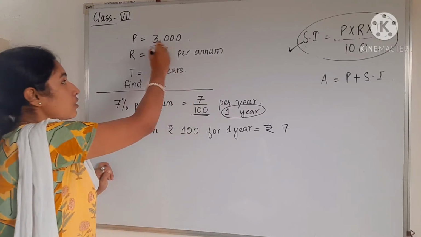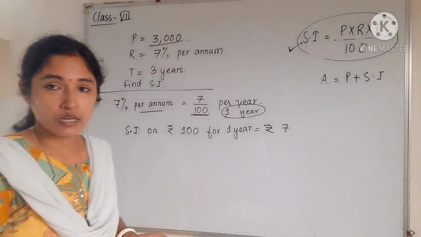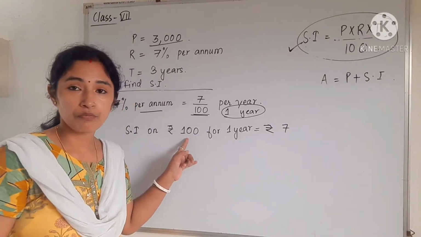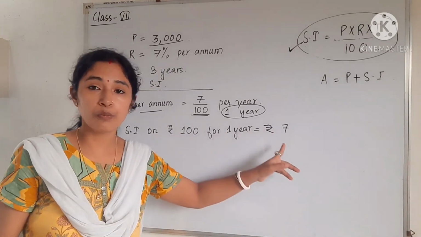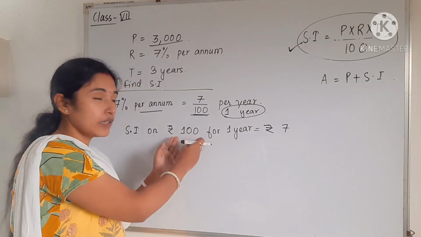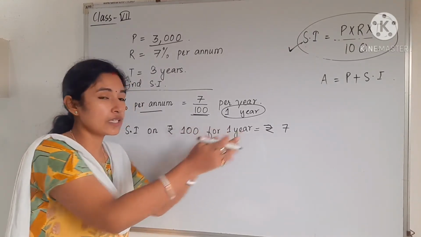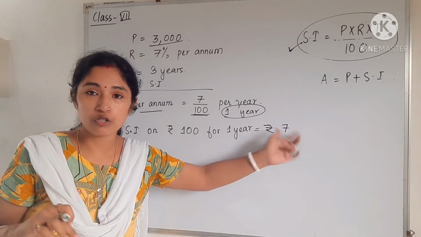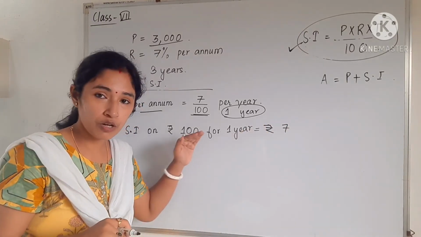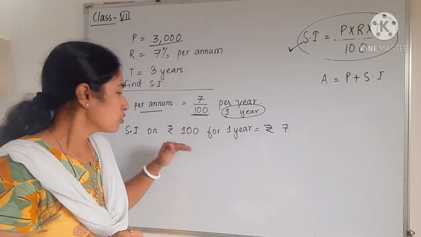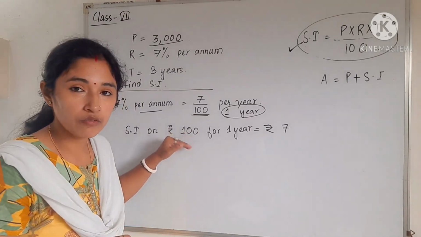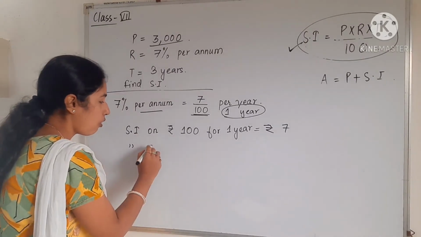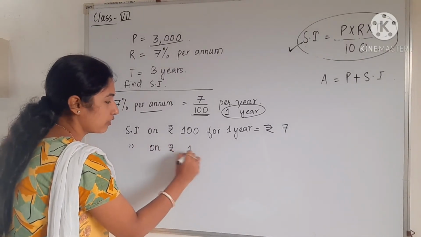That means in 3000 there are many hundreds. And in 100, for 1 year, I am getting rupees 7. So for many hundreds we can easily find how much interest I should get in 1 year. One by one I will do it. It is given for rupees 100. We can easily find the interest on rupees 1 for 1 year.